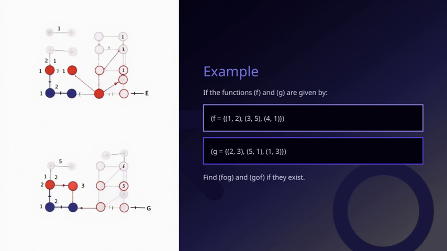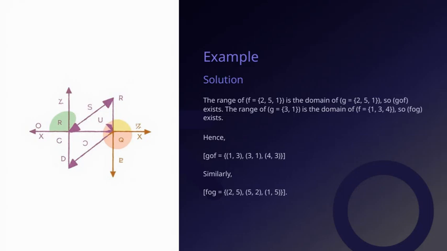In summary, we've identified these compositions, provided they exist, by carefully tracking the outputs and inputs through the functions. This approach helps us understand how combining functions works in a set theoretic context. Let's look at these examples of functions and their compositions. First, we have f of g, which is defined as the set of ordered pairs (2, 5), (5, 2), (1, 5). Similarly, g of f is given as (1, 3), (3, 1), (4, 3).